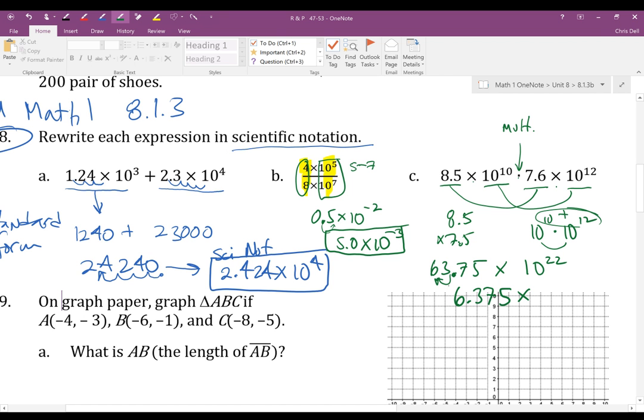Now I made the number smaller. So therefore I need to compensate by increasing the exponent by 1. So there's how it's done. All right.